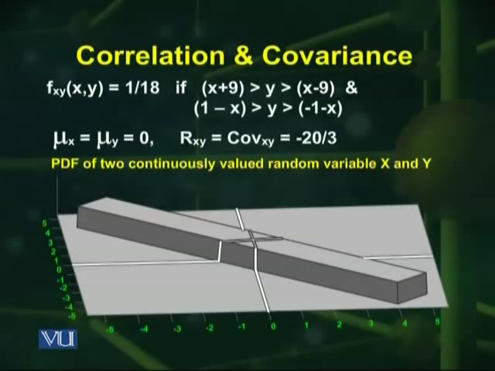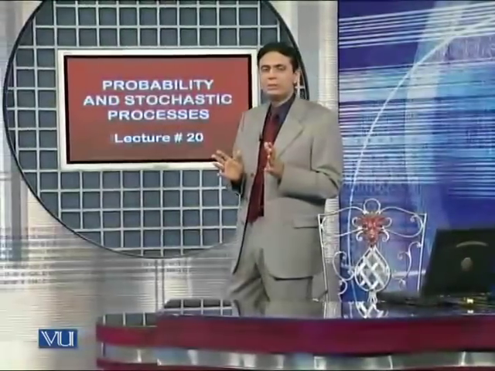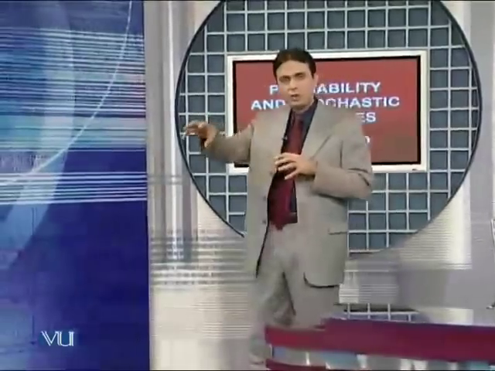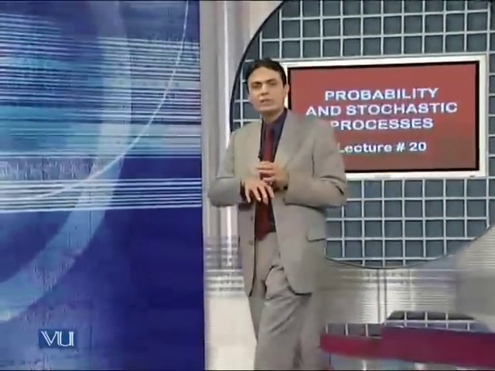So if there are two random variables and their joint density is such that majority of it is in first and third quadrant, then the covariance is going to be a positive number. And if there are two random variables which have a joint PDF with majority of it being in second and fourth quadrant, then the covariance is going to be a negative number.